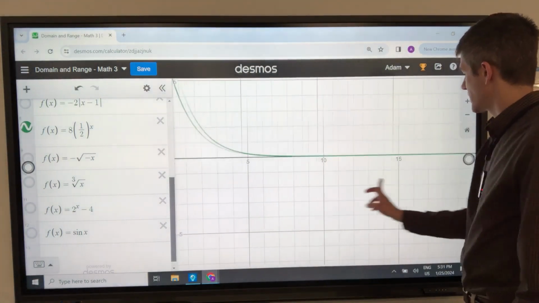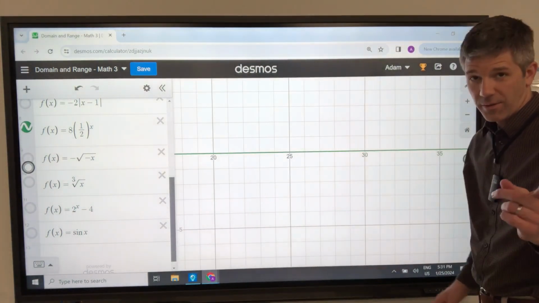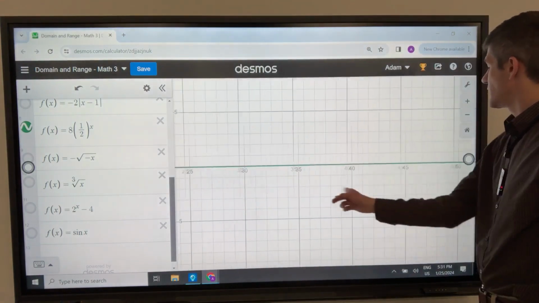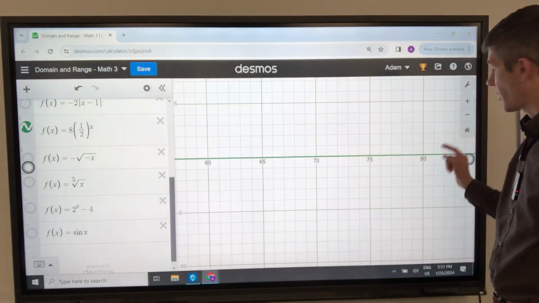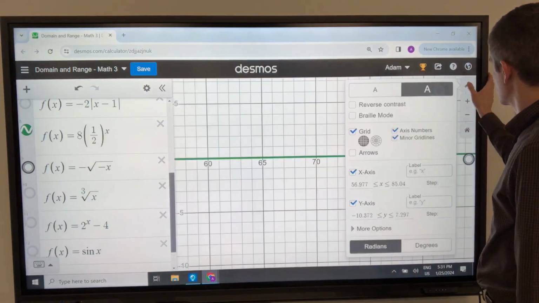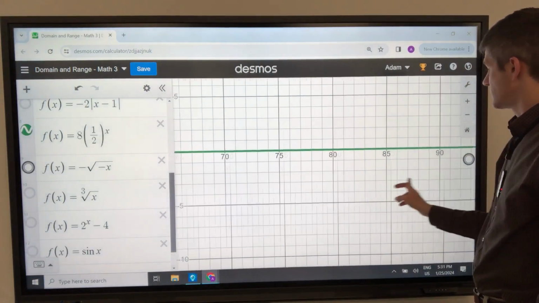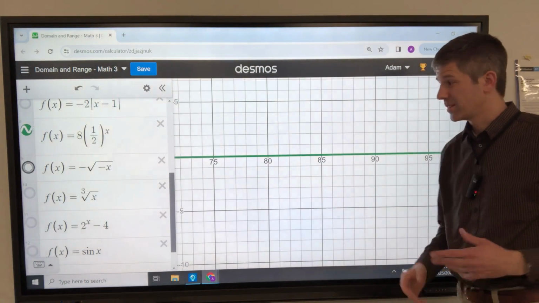I could drag this thing for the rest of my life. That would be a waste of time. And I would never run out of a green graph over here. And if you're not seeing it, let's make it a little bolder. There we go. Never.